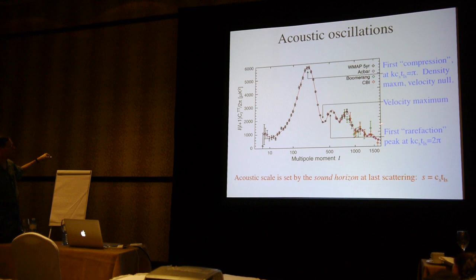What I want to point out is that these peaks occur when k times the speed of sound times the age of the universe at last scattering is pi, 2 pi, 3 pi, 4 pi, 5 pi, and so on. And so this spectrum has a characteristic scale, in this case a characteristic angular scale, but that scale is set by the sound horizon, which is basically the speed of sound times the age of the universe at last scattering. So basically atomic physics plus gravity sets a scale which is imprinted into the distribution of photons and of course in the matter back at the surface of last scattering.